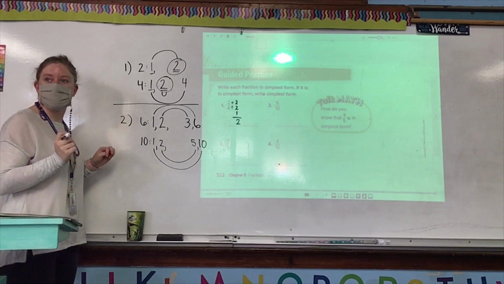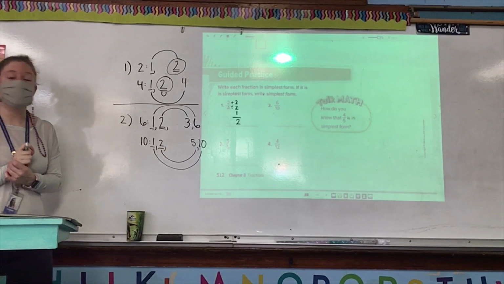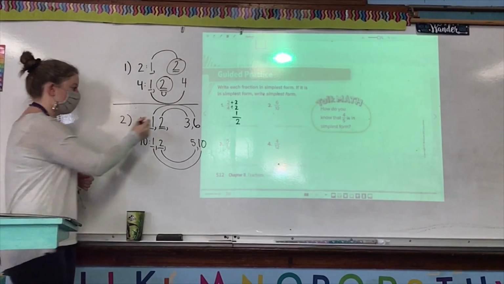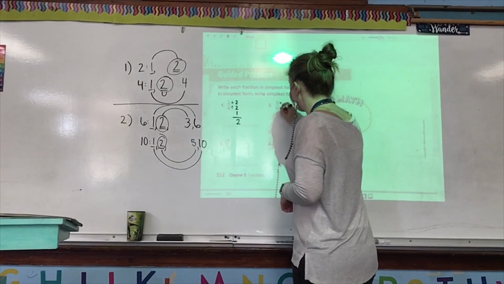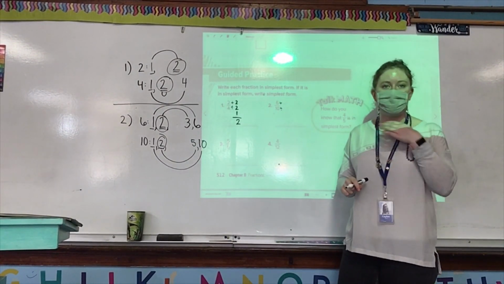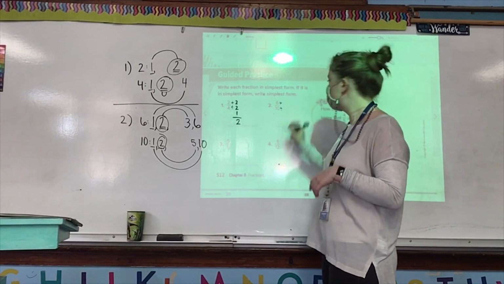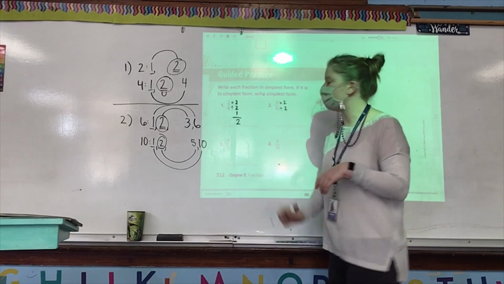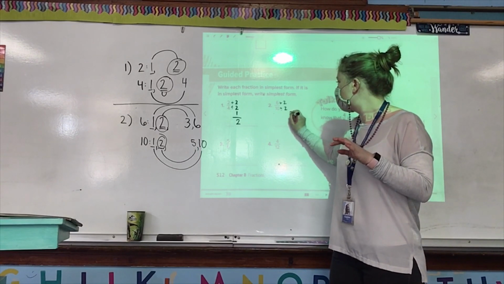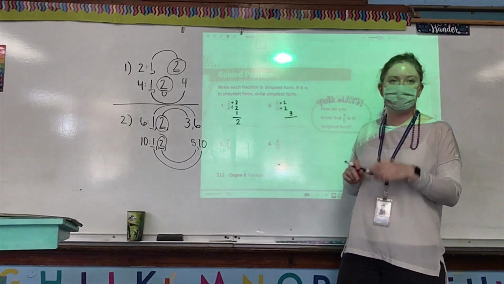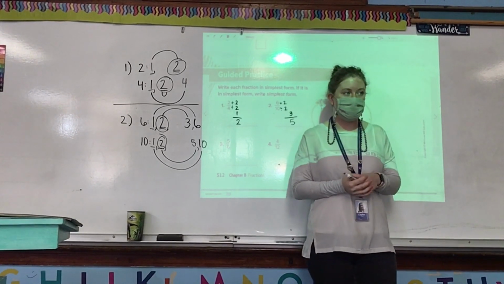What are the common factors? 1 and 2. What's the greatest common factor? 2. So that means we're going to take 6/10 and divide the numerator and the denominator each by the greatest common factor, which is 2. 6 divided by 2 is 3. There's our new numerator. 10 divided by 2 is 5. There's our new denominator.